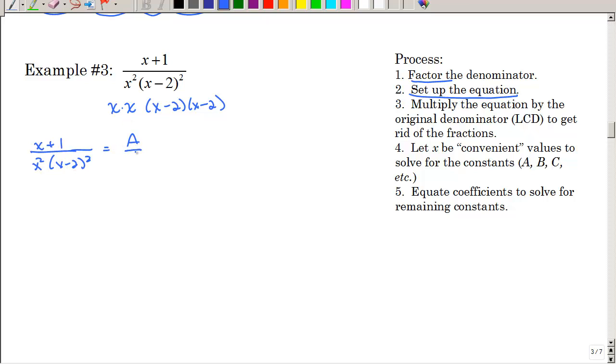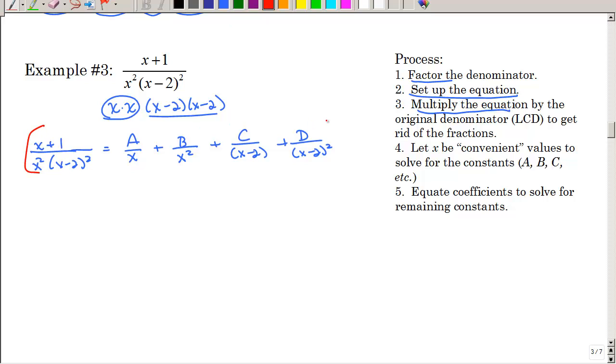Well, I'm going to have A over x plus B over x squared, C over x - 2, and D over (x - 2) squared. That one's repeated, that's repeated. The next thing I need to do is multiply the equation by that least common denominator to get rid of the fraction, and that's my original denominator.